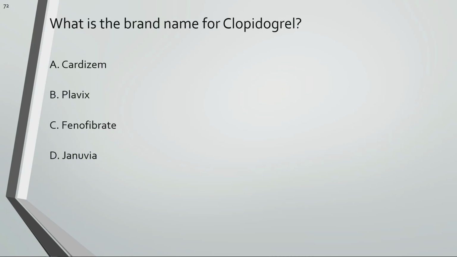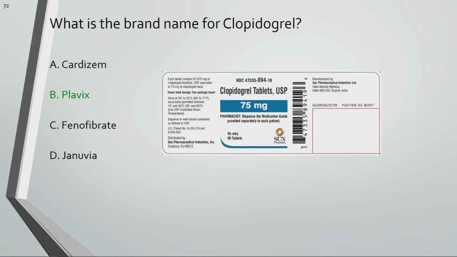What is the brand name for clopidogrel? The brand name for clopidogrel is Plavix. The generic name... Cardizem is diltiazem, the brand name for fenofibrate is Tricor, and the generic name for Januvia is sitagliptin.